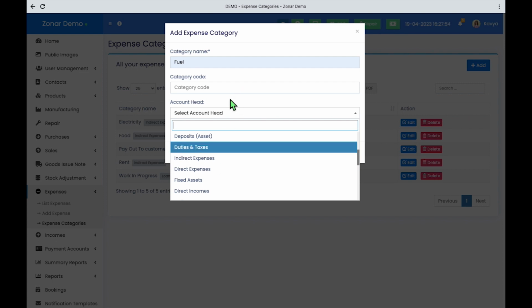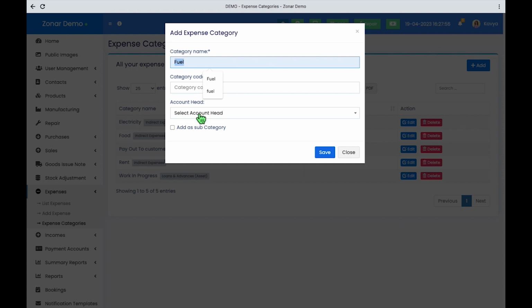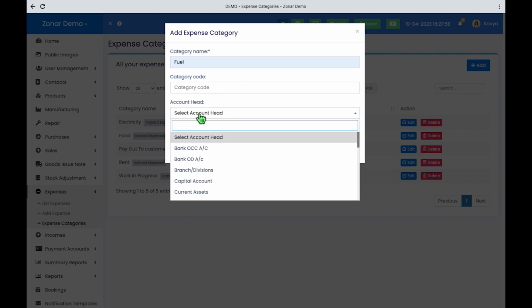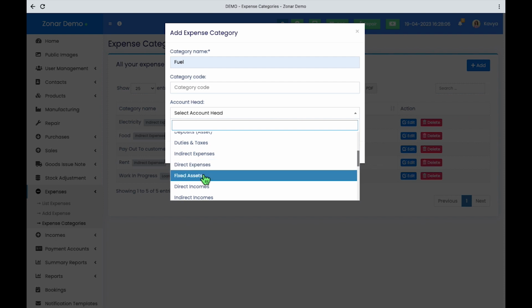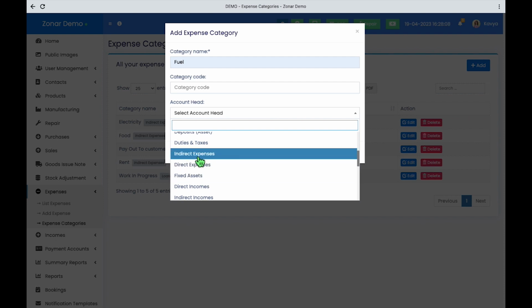For example, in a transportation company, fuel expense would be considered a direct expense since it is directly related to the core business. On the other hand, in a manufacturing company, fuel expense used for running machinery and equipment would be considered an indirect expense since it is not directly related to the production. Let us consider this as service sector, therefore fuel is an indirect expense.